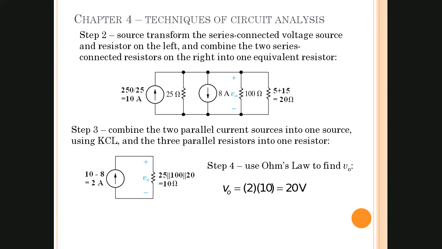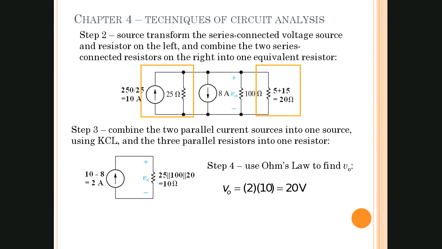Okay, did I actually go to my next slide? Okay, so source transform the series connected voltage source and resistor on the left, and combine the two series connected resistors on the right into one equivalent resistance. So we added the 5 and the 15 ohm resistors that were over here to give me a 20 ohm resistance. We source transformed that voltage and the 25 ohm resistor to give me a current source and resistor in parallel.